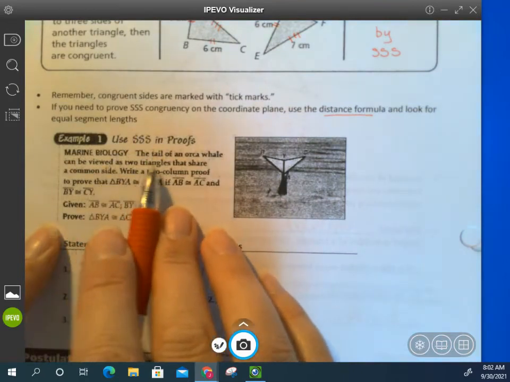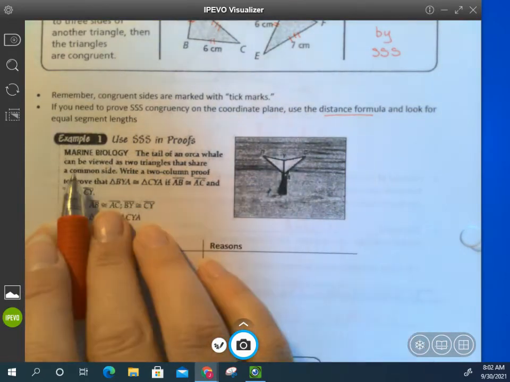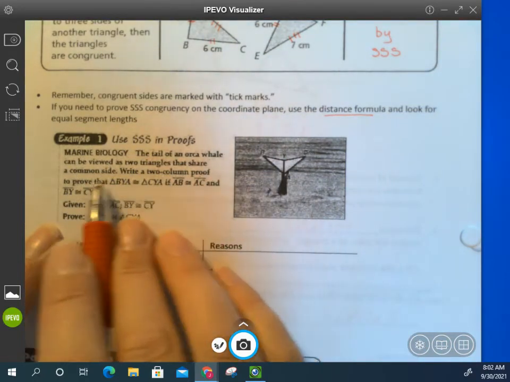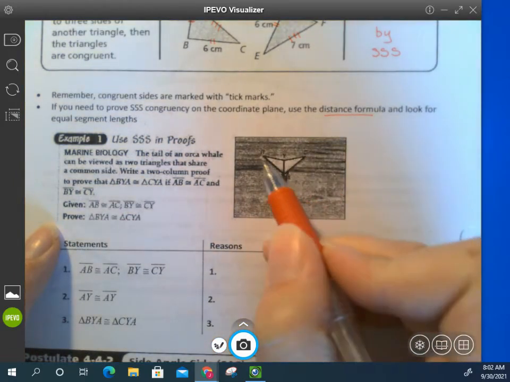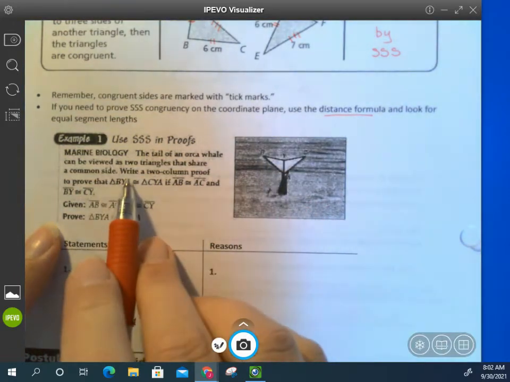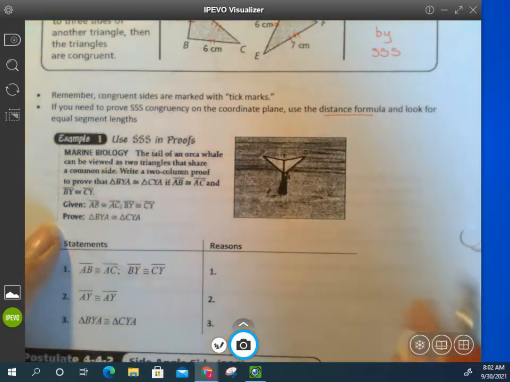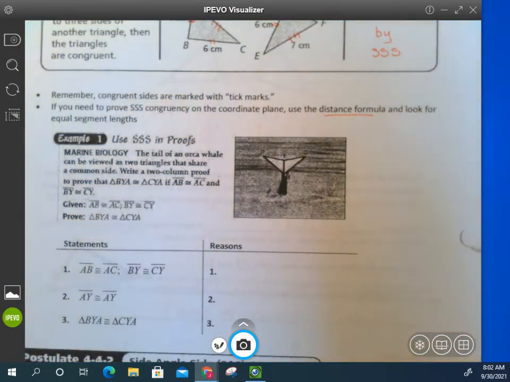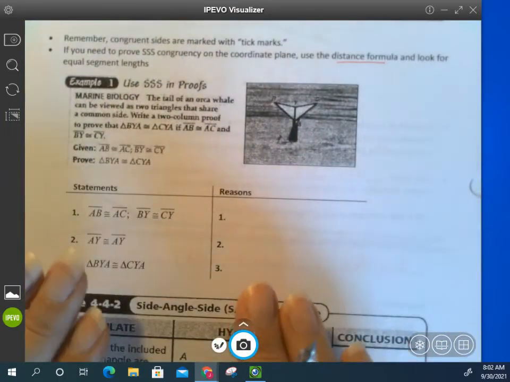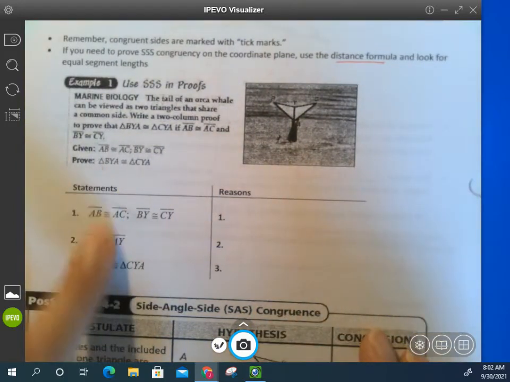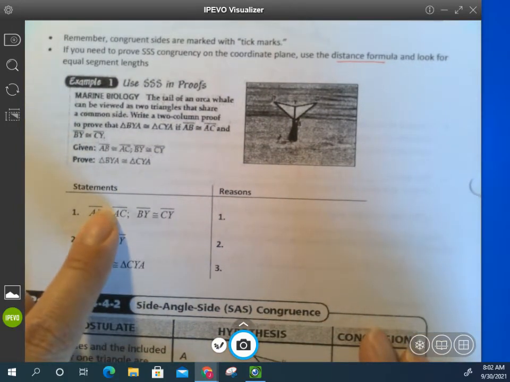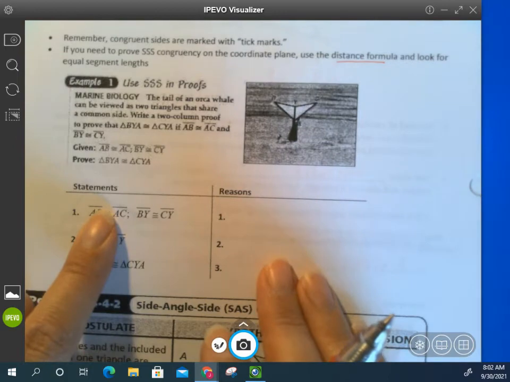In marine biology, the tail of an orca whale can be viewed as 2 triangles that share a common side. So you can see the whale fin coming out there. Write a 2-column proof. There are proofs that are written as a paragraph and there are 2 columns. Any of the ones we're going to do are called 2-column. Here's the statement, here's what we need to have, and then we have to say why. So this is a little different.